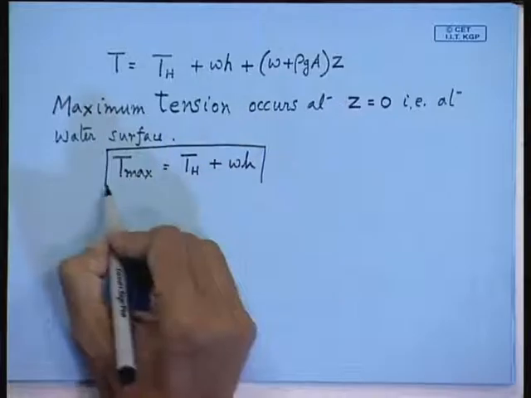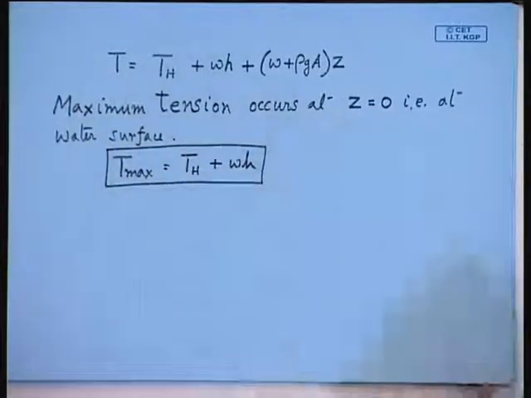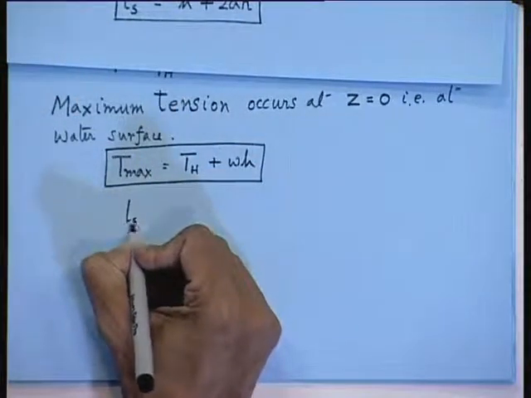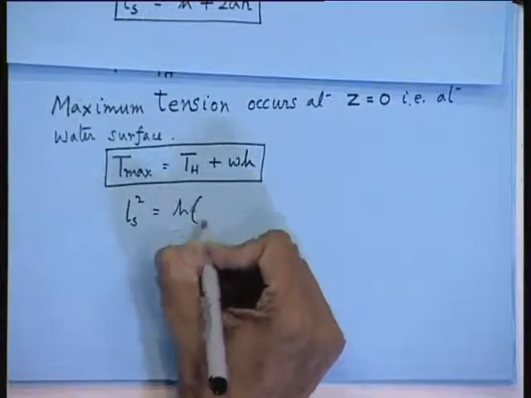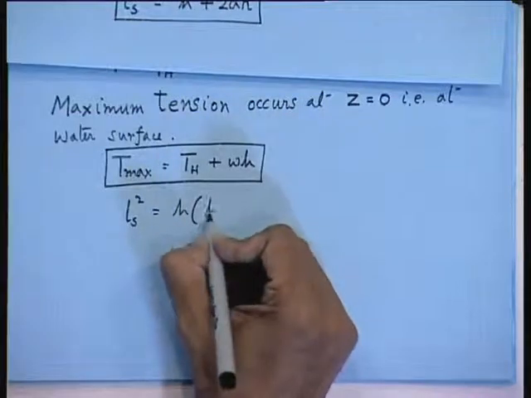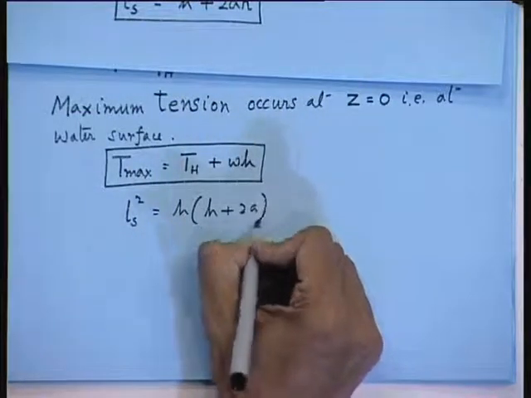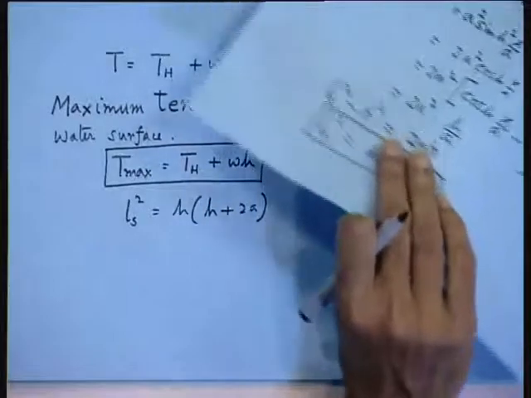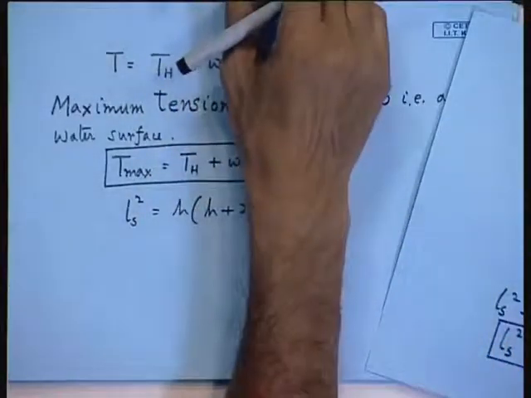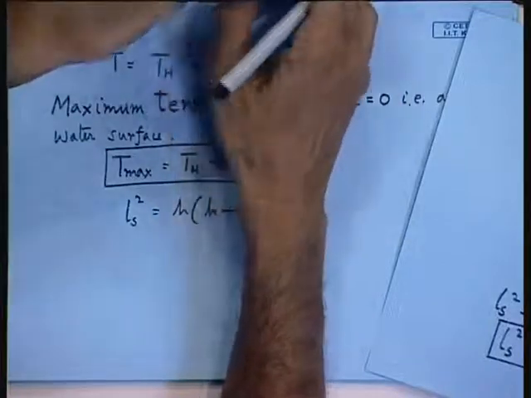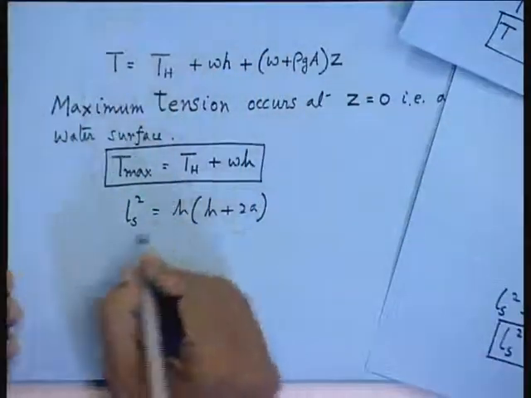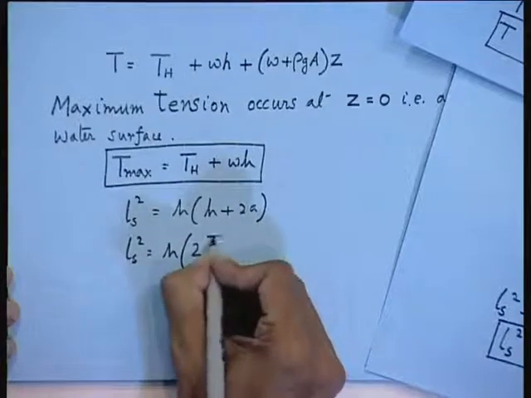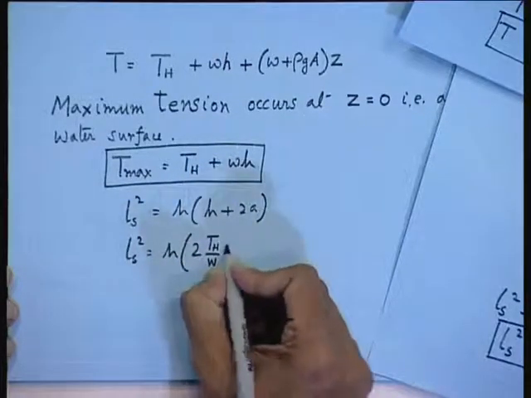And the other expression that we have got, that is the length of the chain cable from here, that is L square is equal to h multiplied by, you keep h outside the bracket, h plus twice a. Now you tell me what is the expression for a we have given. This is a equals T h by W. Yes, a is T h by W. So L square ultimately becomes h multiplied by twice T h by W plus h.